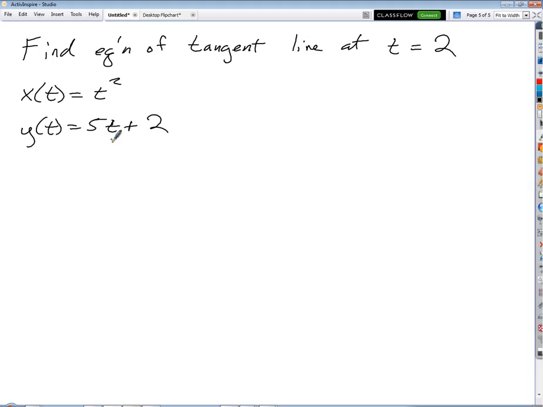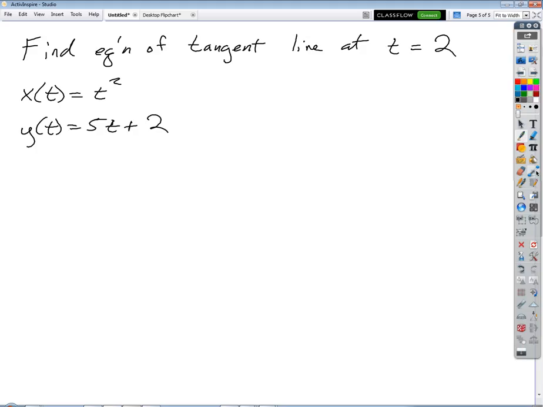Let's get all headphones and things put away, please. Don't want to see any possible distractions out. Yes? I think it was t equals 4. Was it t equals 4? Yeah. Okay.